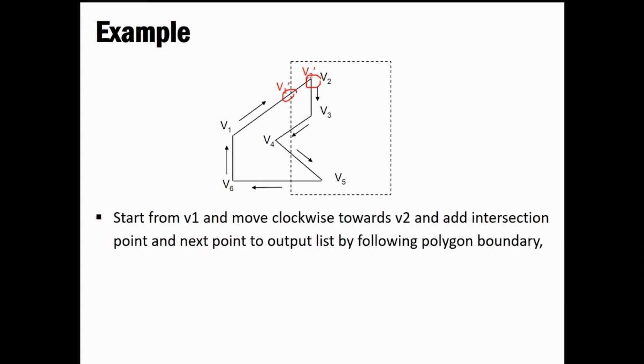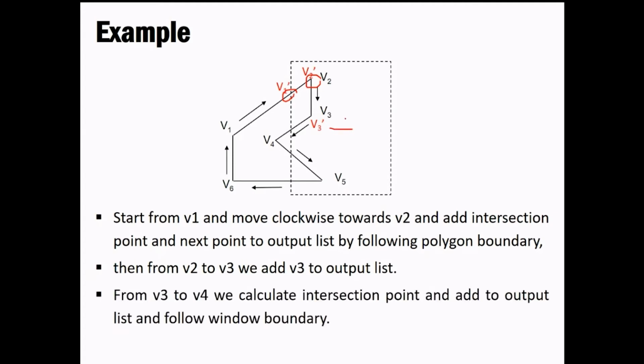So our new points will be V1 dash, that is the intersection point, and V2 dash, that is the new point we got from this direction, from outside to inside. Then from V2 to V3 we add V3 to the output list. Based on the Sutherland Hodgman algorithm, if both are inside, you just have to add the second vertex into the output list. So that is what we have done. We name it V3, as you can see on this slide, and from V3 to V4 we just go in this direction.